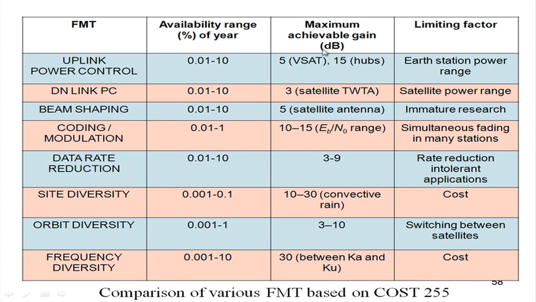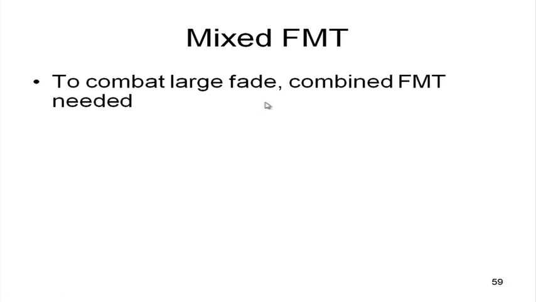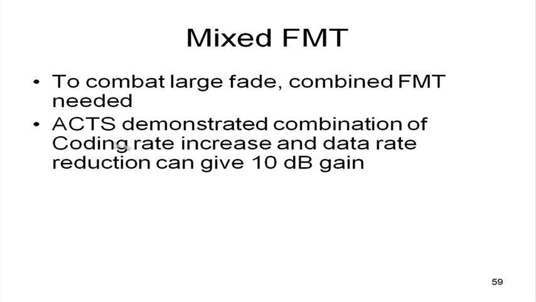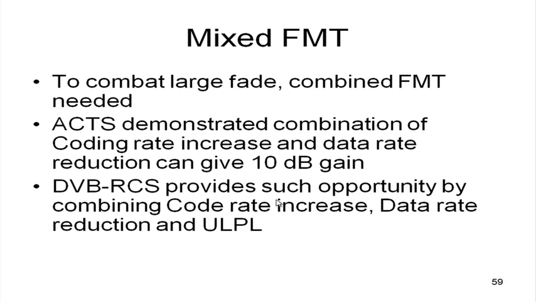But as we see, commercially this coding and modulation is most popularly used. Power control is also used, but people are not using them individually. They sometimes combine these techniques and get a higher advantage, which is called mixed FMT, or combined FMT. The Advanced Communication Technology Satellite demonstrated a combination of coding rate increase and data rate reduction, which was done in the 1990s by the US. It could show a 10 dB gain in those days.